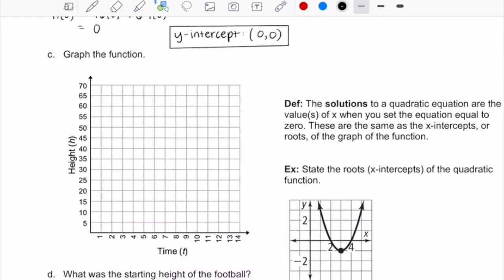The next thing I'm asked to do is graph the function. So it starts at 0 comma 0. Its vertex occurs at the point 2 comma 64. And then from there, we can apply the fact that the axis of symmetry divides the graph in half. So if it's going up and getting to the vertex in 2, it'll be back down to the ground in 4. Remember, these points will get connected in a smooth curve, and then we're going to use the graph to answer some questions that follow.